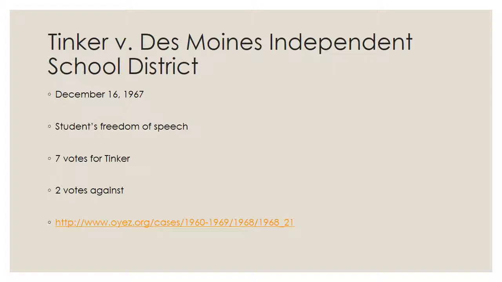This has to do with a student or students who wore armbands in protest of the Vietnam War. The school made a policy a few days before they did this, resulting in suspension of whoever protested in fear of the protest causing problems. And Tinker won, as you can see, with 7 votes. The courts decided that it was a violation of students' rights.